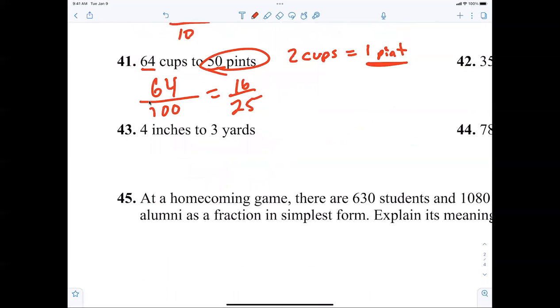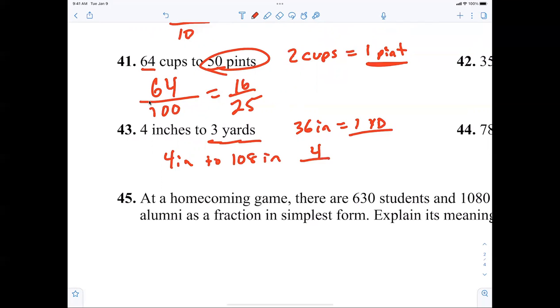All right, inches in a yard. Who knows how many inches in a yard? Tell me. Yes, 36 inches is equal to 1 yard. So if you have 3 yards, how many inches is that? You can use your calculator. 108, correct? So I have 4 inches to 108 inches. So go ahead and reduce that fraction for me.